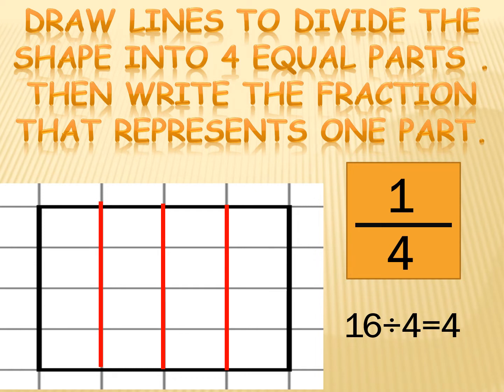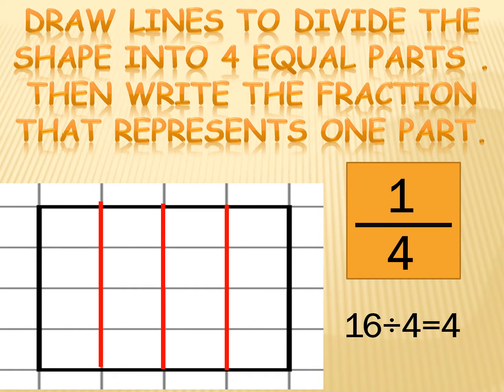Draw lines to divide the shape into 4 equal parts. Then, write the fraction that represents 1 part. Look at the shape down. I need to divide it into 4 equal parts, but how can I know the number of small squares in each part?